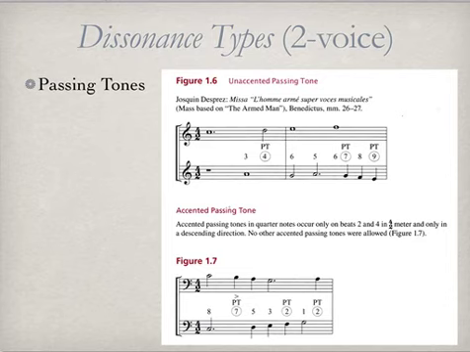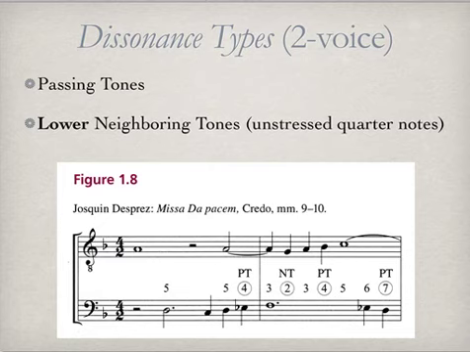Identify every interval. Circle any dissonant intervals and label them as shown here. Following is a list of dissonances allowed between any two voices. Unaccented refers to the weak beats, 2 and 4, or the second half of any beat, either ascending or descending. Accented passing tones are quarter notes on beats 2 or 4 and ascending only. Only lower neighboring tones were used and only as unstressed quarter notes.